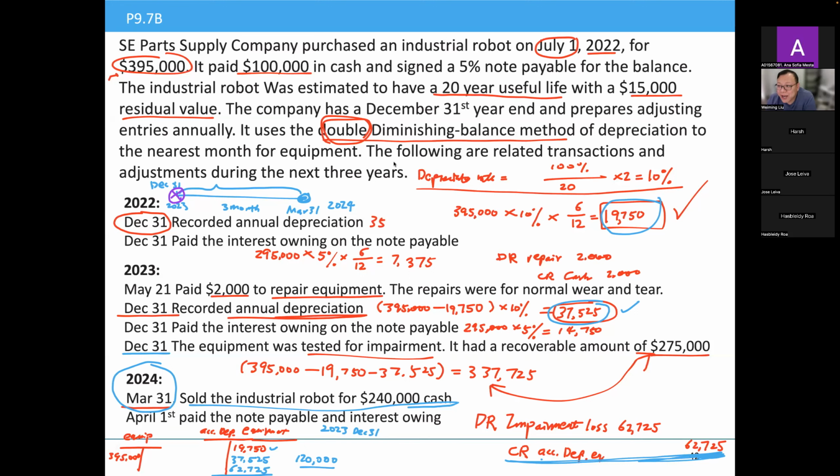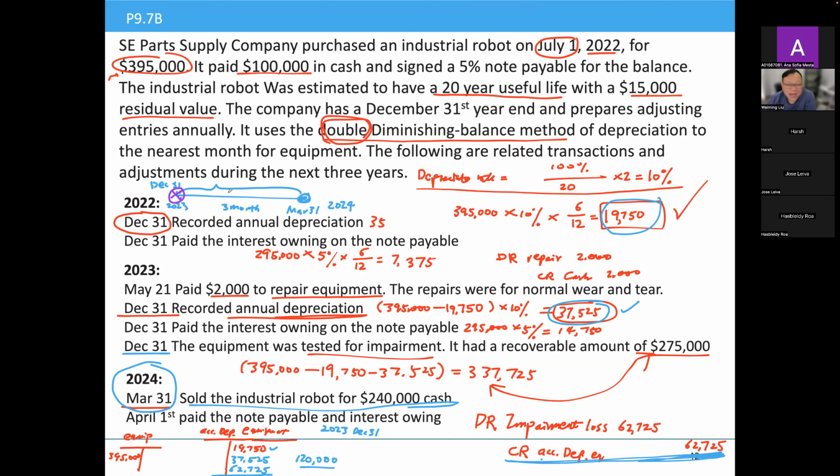337,725. Yeah, that's a very good try. This number is correct before the impairment testing. If you didn't do any impairment testing, that is the carrying amount. But then on December 31st, we did an impairment test. We're saying the recoverable amount is 275,000. Yes, that's correct. So now we made an adjustment to recognize impairment loss to bring the carrying amount equal to the recoverable amount, 275,000.